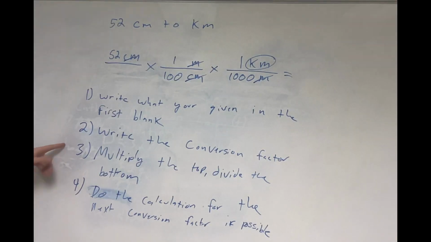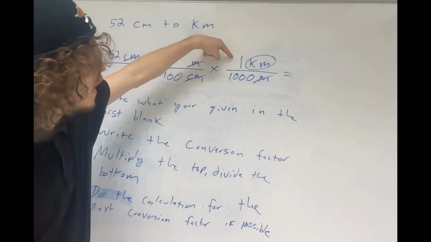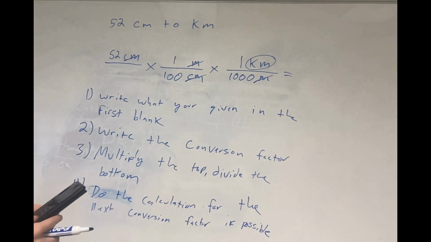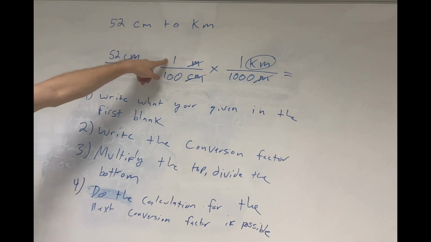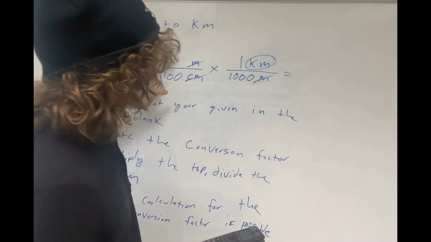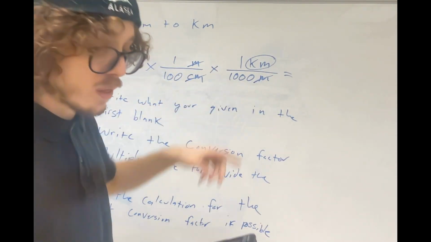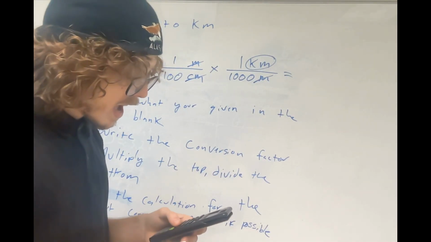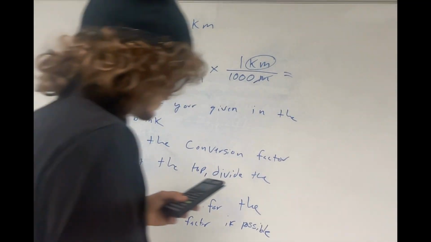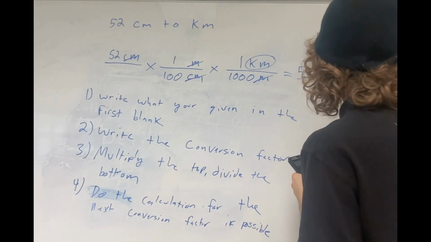So now we're going to go on to step 3 and step 4, where we're going to multiply the top, divide by the bottom, then go to the next one, multiply by the top, divide by the bottom, and let's see what we get. So we're going to take the 52, multiply it by 1, and divide by 100. Then we go to the next one. We take whatever output we get here and now multiply it by 1, divide by 1,000. And what you're going to get as your output, the amount in kilometers, is 5.2 times 10 to the negative 4 kilometers.